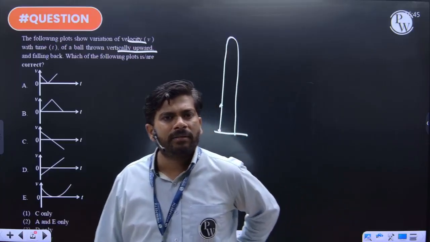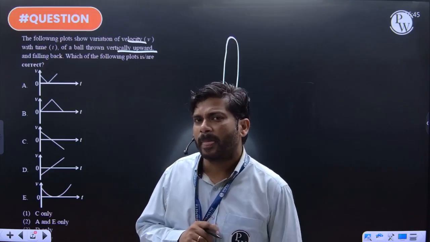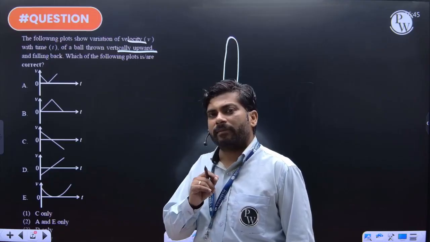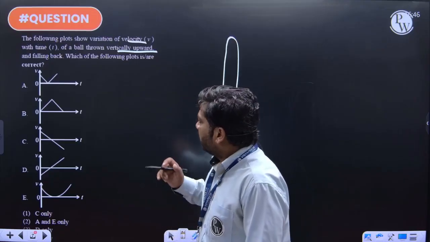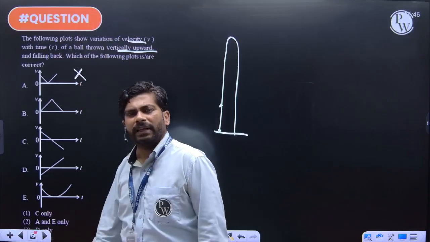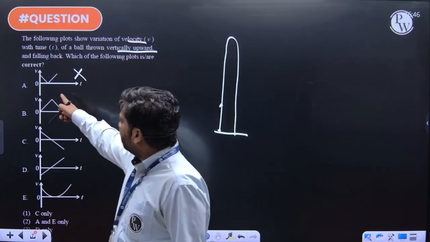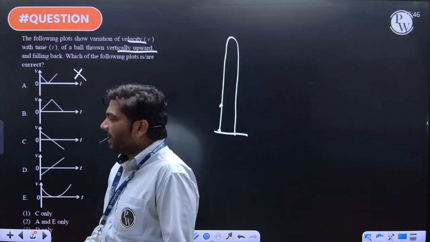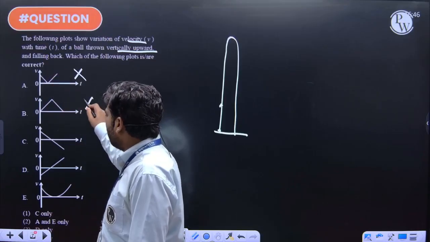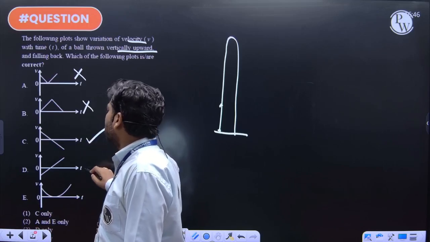So acceleration is constant. If acceleration is constant, means what? Is it the correct option? No. Acceleration is constant means slope is constant. So slope here, it is changing, right? So it cannot be the option. Here also slope is changing. It cannot be the option. It cannot be the option. Yes, this can be the option. This can be the option.